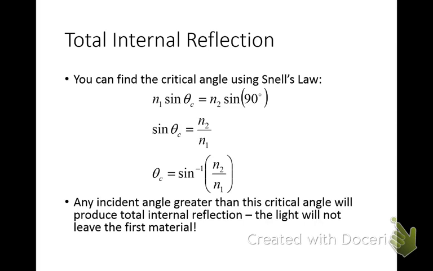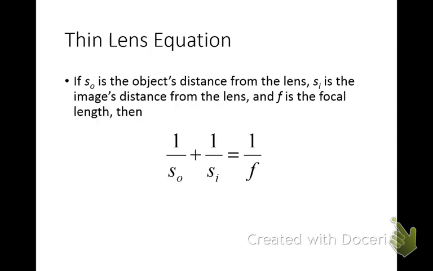Total internal reflection. You need to know about lenses too. The thin lens equation is simply 1 over the object's distance, and notice this is the distance from the lens. All of this is relative to the lens. 1 over the object's distance plus 1 over the image distance, again, how far the image is from the lens, equals 1 over the focal length. As lenses are crafted, they've got different focal lengths, and generally that'll be given to you.